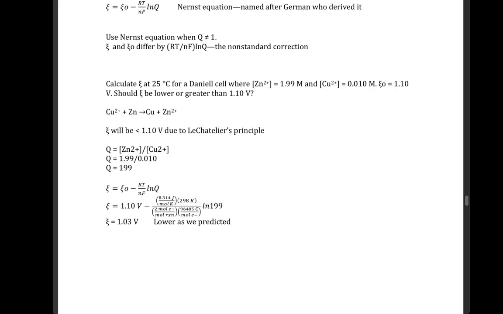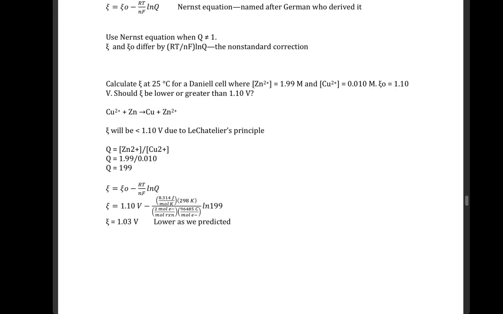So Q is the zinc 2 plus concentration over the copper 2 plus concentration, which is 1.99 molar over 0.010 molar, or 199. Our Nernst equation is E equals E naught minus RT over NF ln of Q. Putting in our terms, we have E equals 1.10 volts minus 8.314 joules per mole Kelvin times 298 Kelvin divided by 2 moles of electrons per mole of reaction divided by 96485 coulombs per mole of electrons.